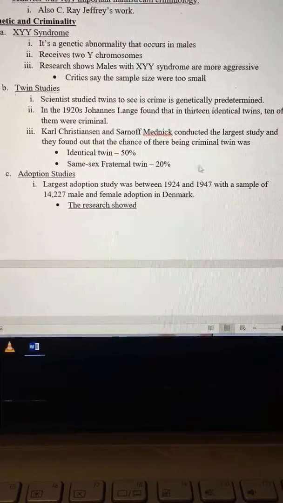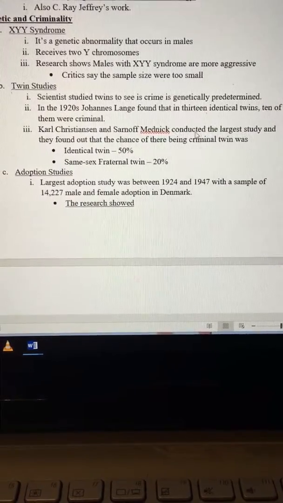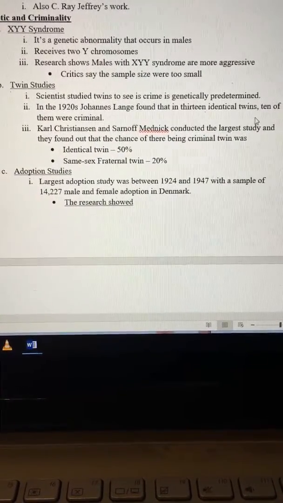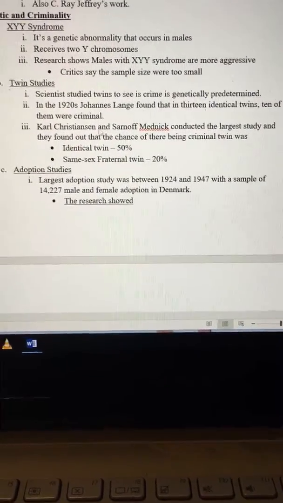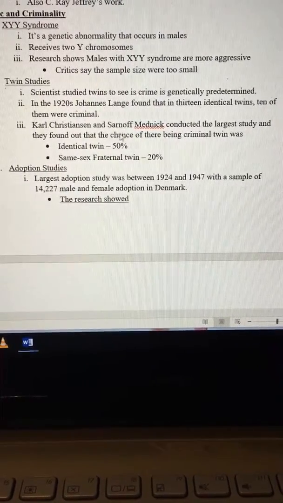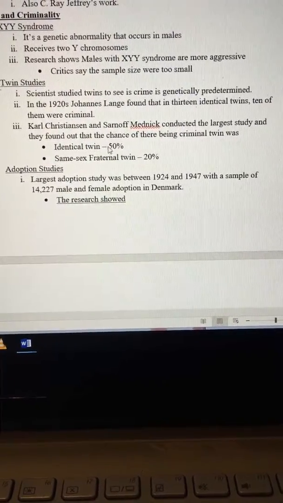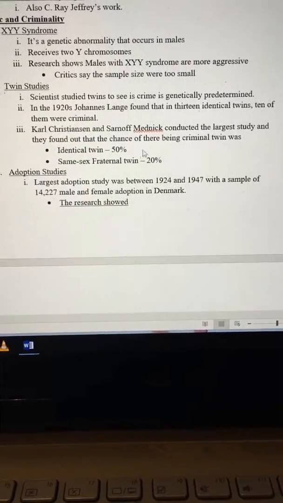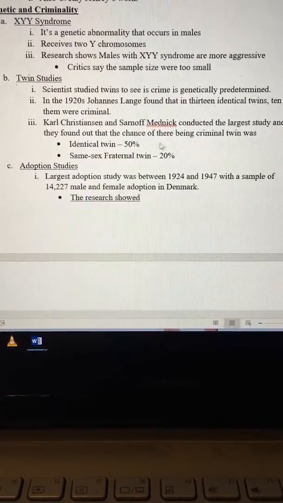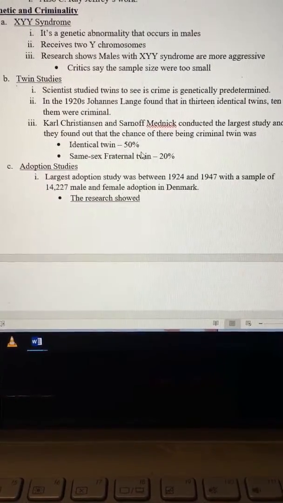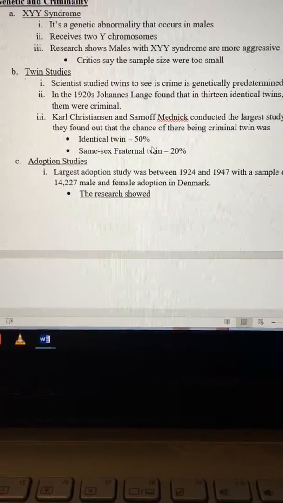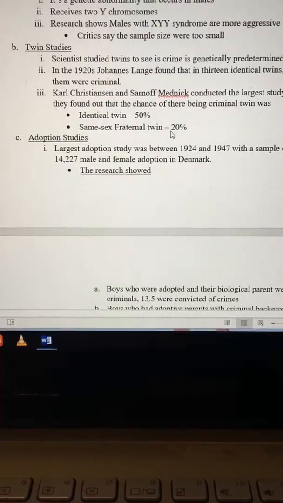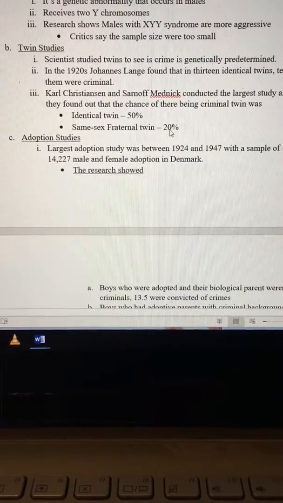In the 1920s, Johannes Lange found that of 13 identical twins, 10 of them were criminals. Karl Christiansen and Sarnoff Mednick conducted the largest study, and what they found was that for identical twins, there is a 50% chance that if one of them is a criminal, the other is too, and for same-sex fraternal twins, 20%.